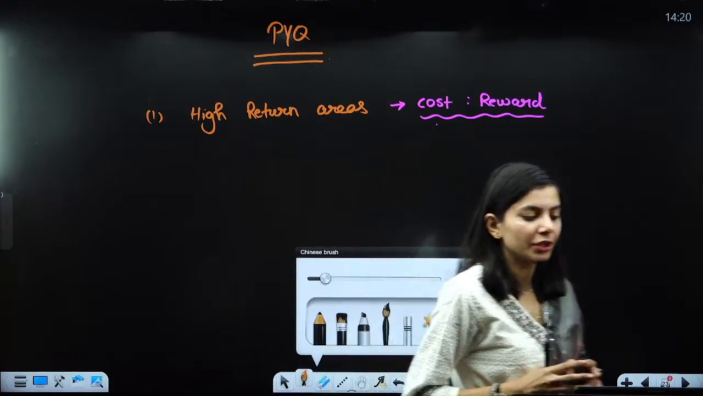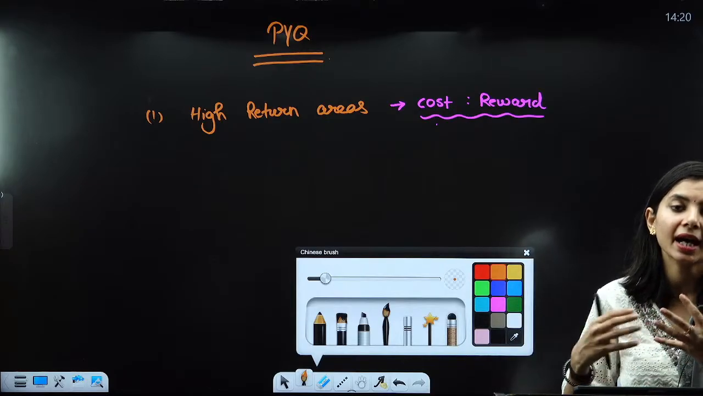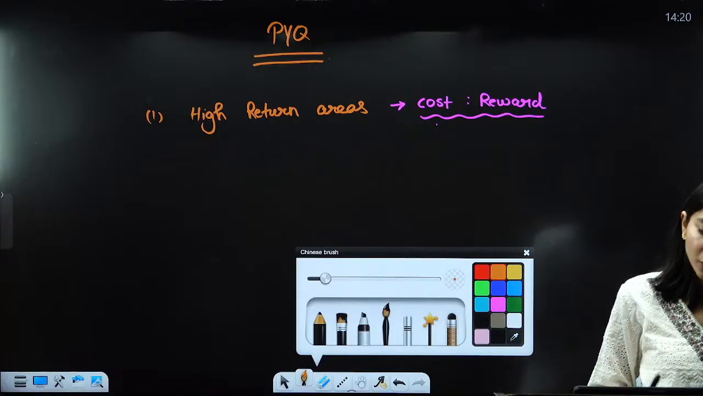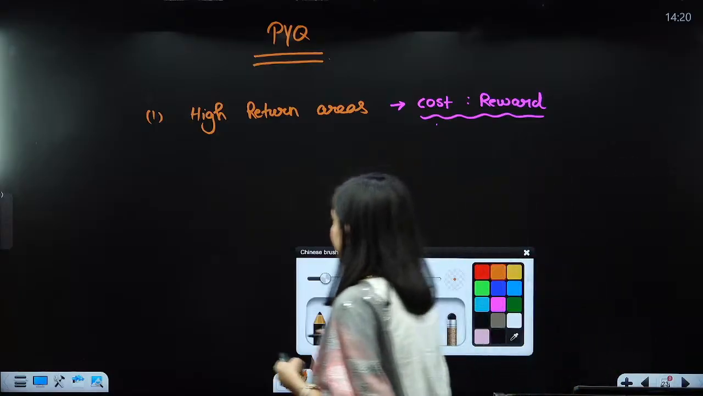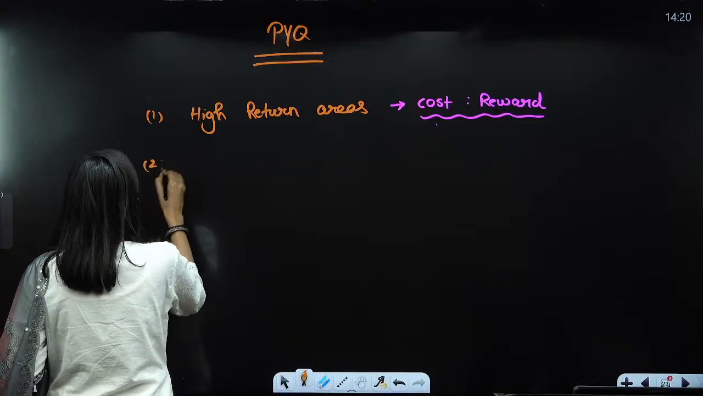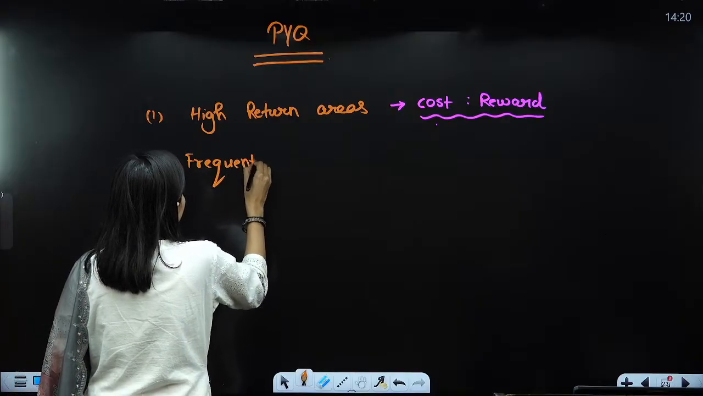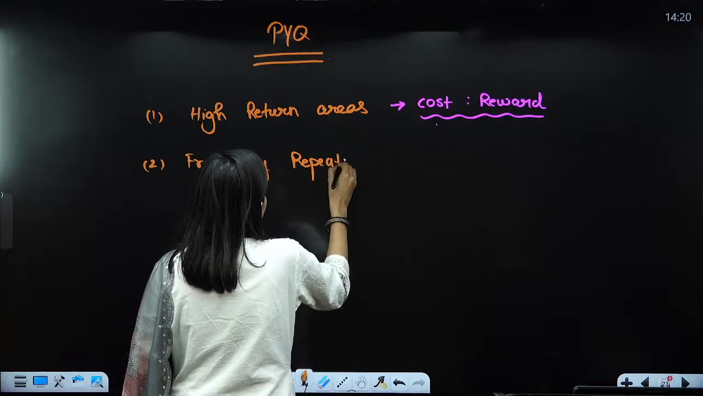Second thing that you need to understand is what are the themes, what are the things that they are asking on a repetitive basis, means what are the frequently repeated topics or themes. So second thing, frequently repeated themes.